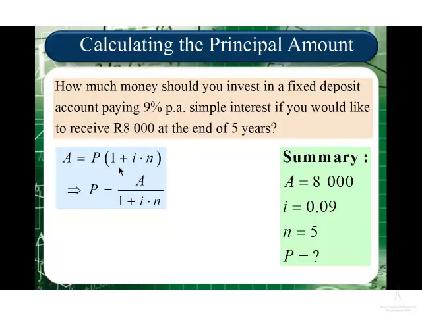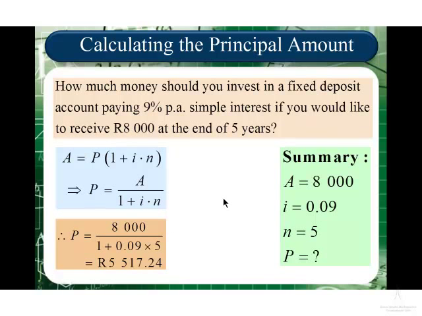And that you should be able to do. Divide through by 1 plus i n in brackets, rearrange, and we have the principal amount would be the accrued or final amount for the investment, and in this case it is something that I know, divided by 1 plus i times n. And substituting the values in this case and calculating, making use of your calculator again, we see that I have to invest 5,517 Rand and 24 cents in order to ensure that I have an accrued amount of 8,000 Rand after 5 years.